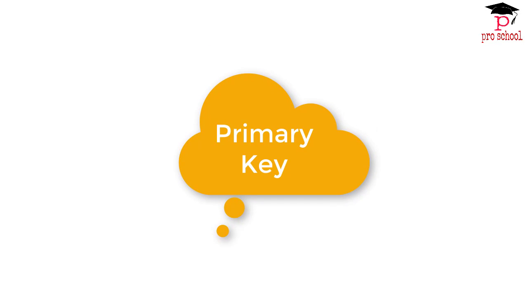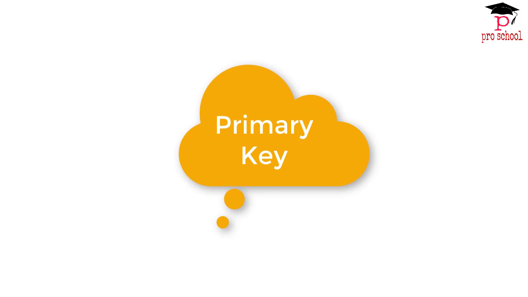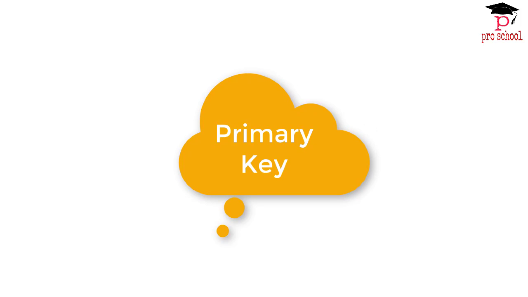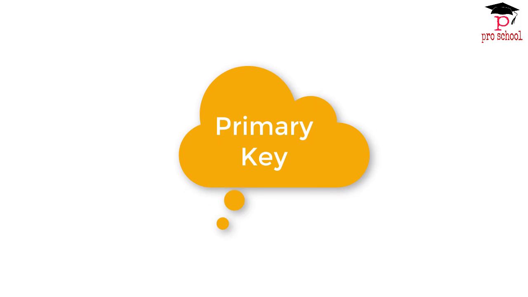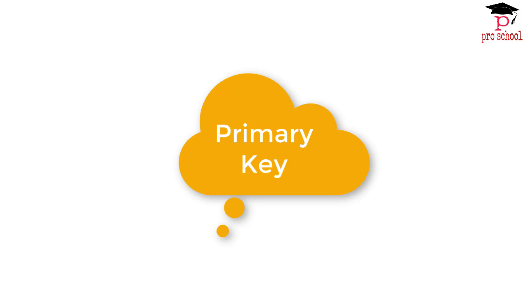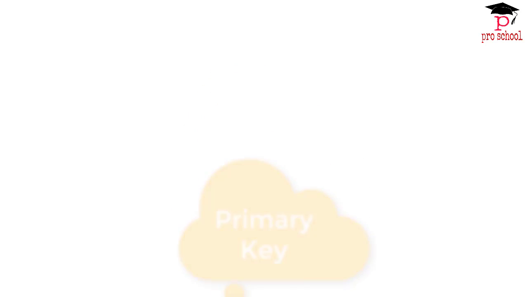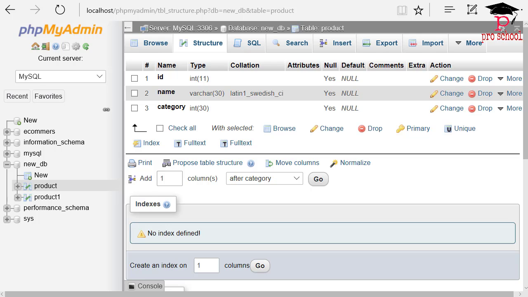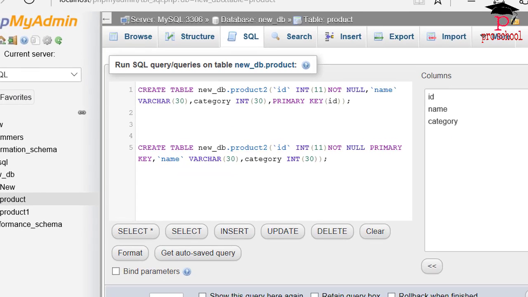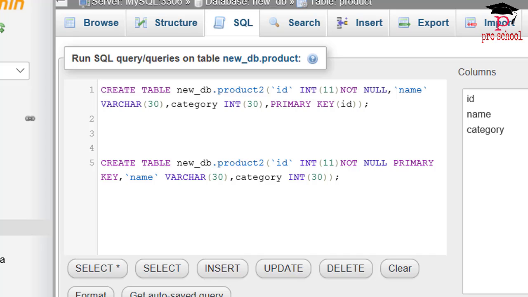Now we learn about primary key. Primary key is unique and cannot contain null values. Each row has a different primary key and no two rows can contain the same primary key. So its value is unique. Now here we want to define id as our primary key. The SQL query for the primary key is the same as before except for the primary key text.